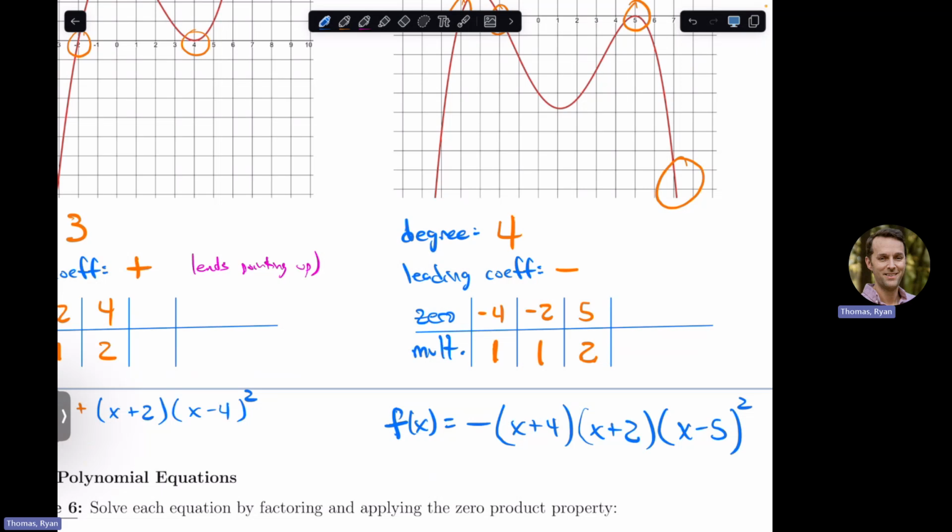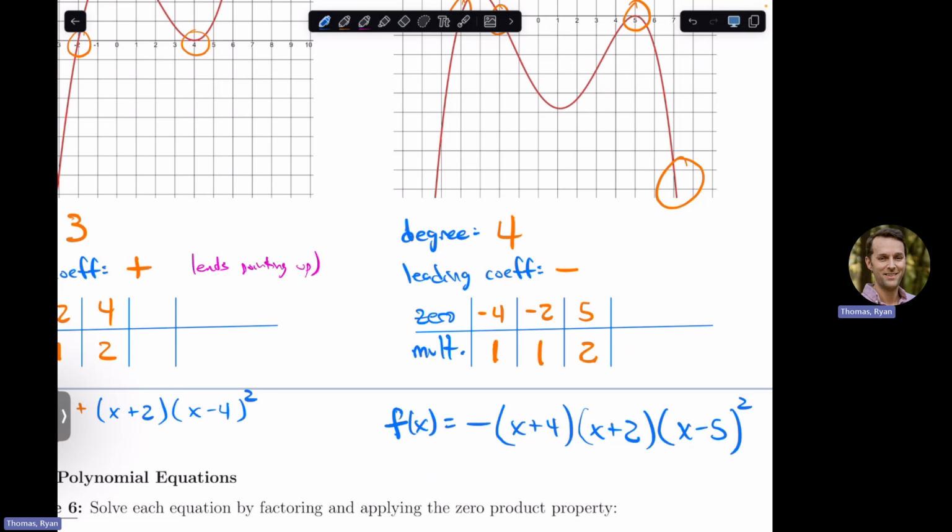These are the 3 types of things we can see multiplicity-wise. This looks like a little parabola inside that circle. Its multiplicity is 2. This looks like a straight line. Its multiplicity is 1. This looks like a cubic. Its multiplicity is 3, or some odd number higher than 3, but we're going to assume things are as small as possible.